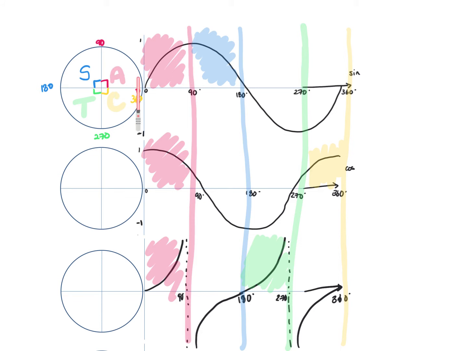And A stands for where they're all positive, all the graphs, between 0 and 90 degrees, all of them have positive y values. Then between 90 and 180 degrees, it's only sine. Then between 180 and 270 degrees, it's tan. And then between 270 and 360 degrees, it's only cos.